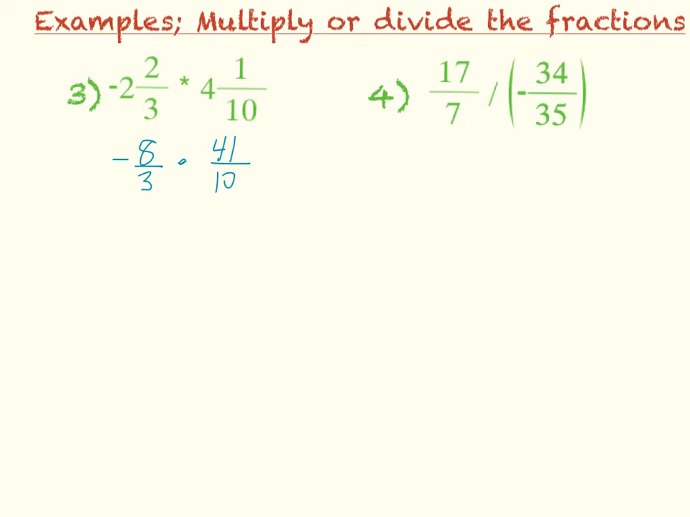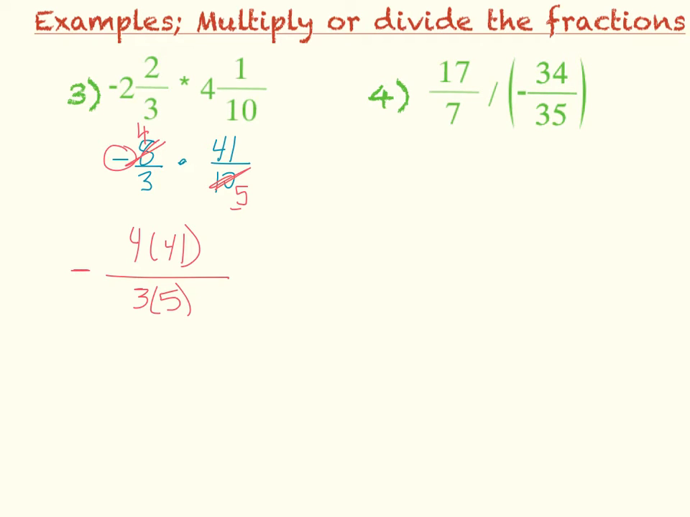Okay, so now I want to see if I can simplify. So it looks like I have an even number and an even number, so I'm going to divide by 2 and I get 4 and 5. And if I look, it doesn't look like I can simplify anything else, so I'm going to take 4 times 41 and divide that by 3 times 5. Okay, and keep in mind that it is a negative number because there is one negative sign.